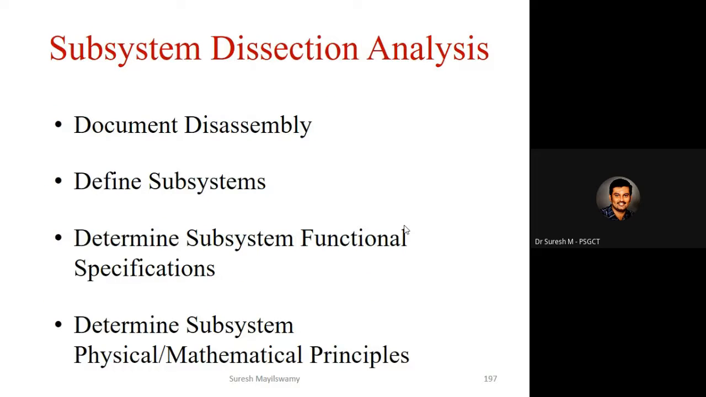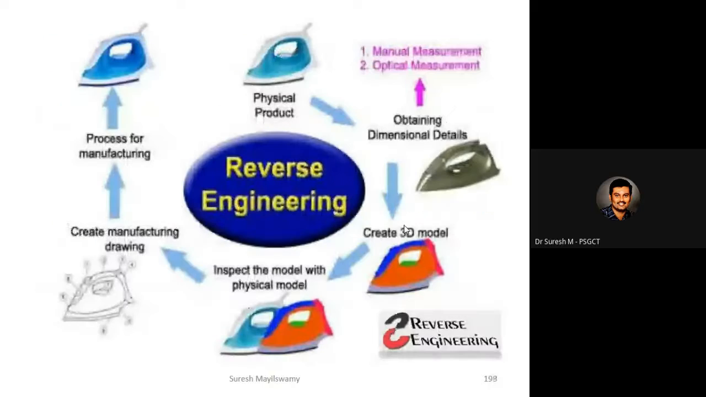Then I will move on to the example component. So this is the reverse engineering of a physical product, then obtaining the dimension details from the product, and then we can make our own 3D model by introducing a few changes in the model. After inspecting the model against the physical model, then create a manufacturing drawing.